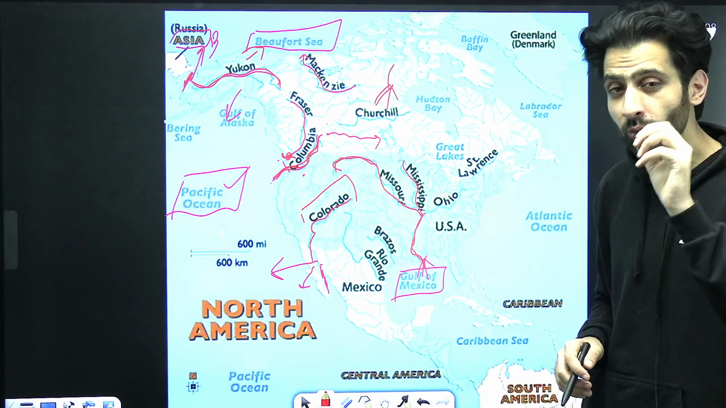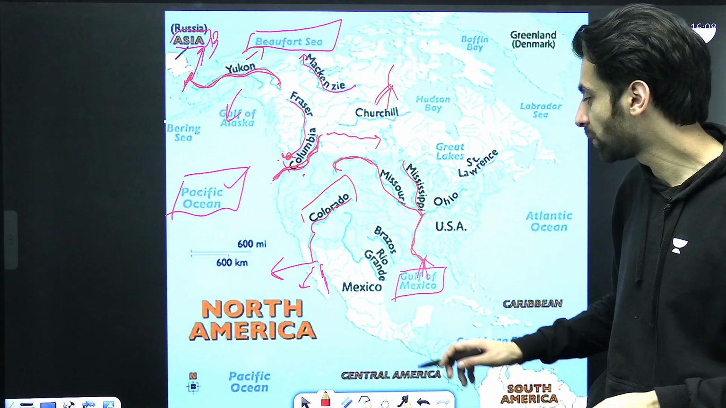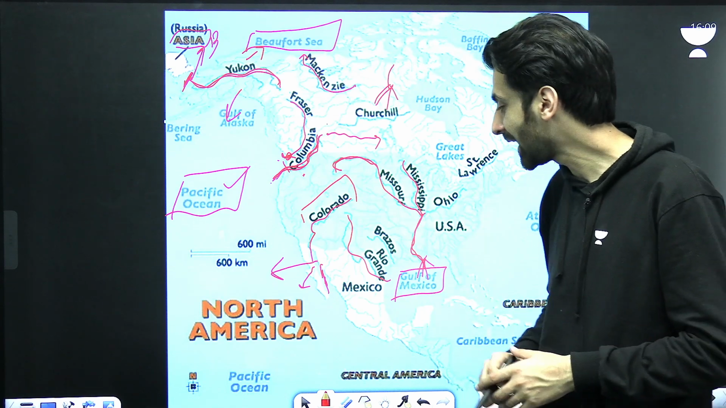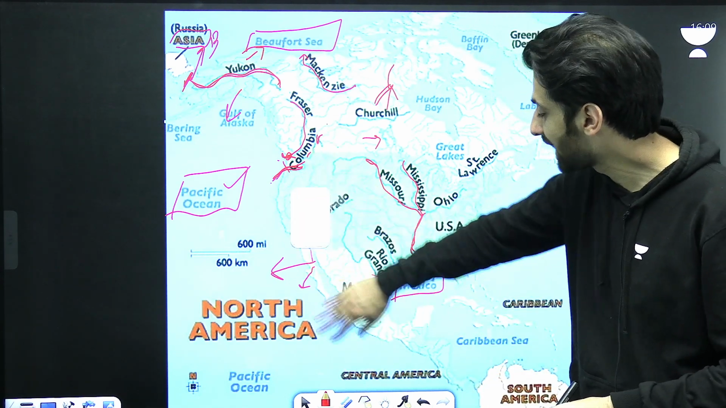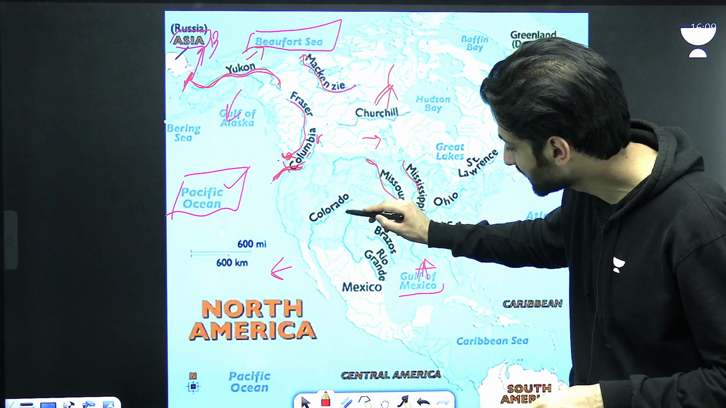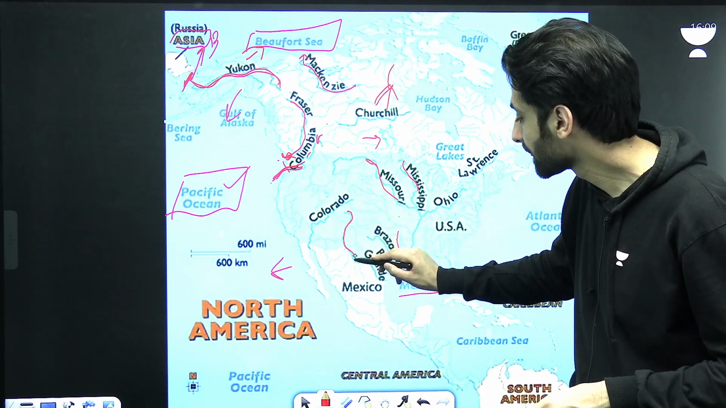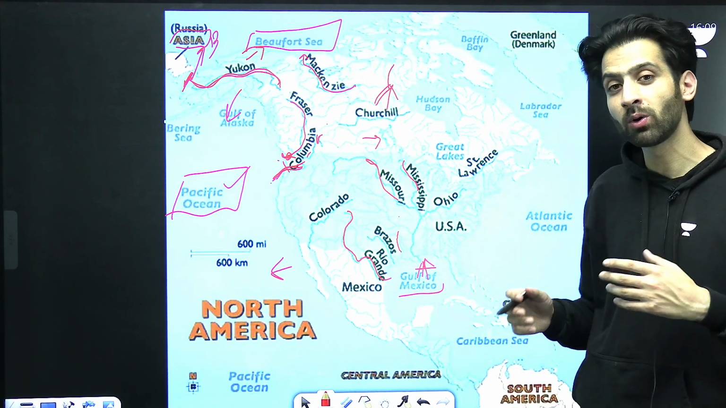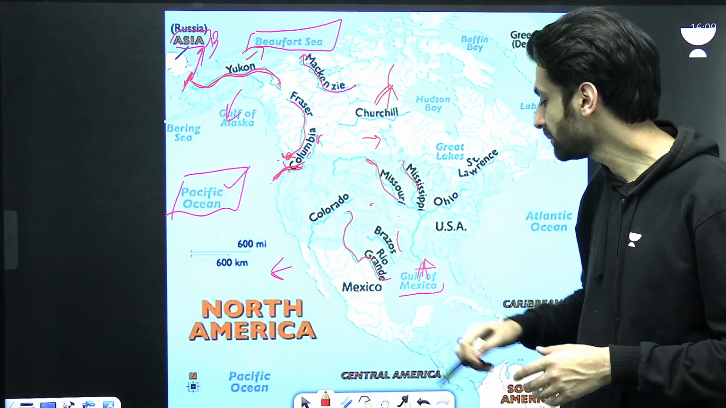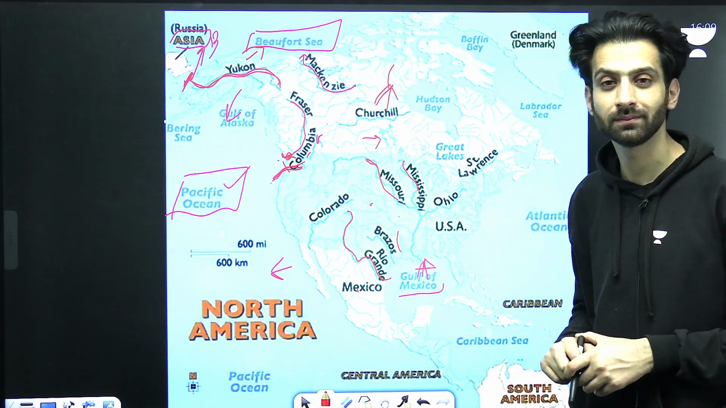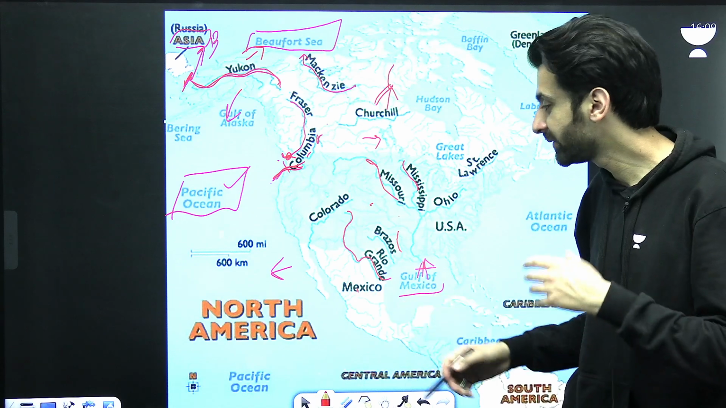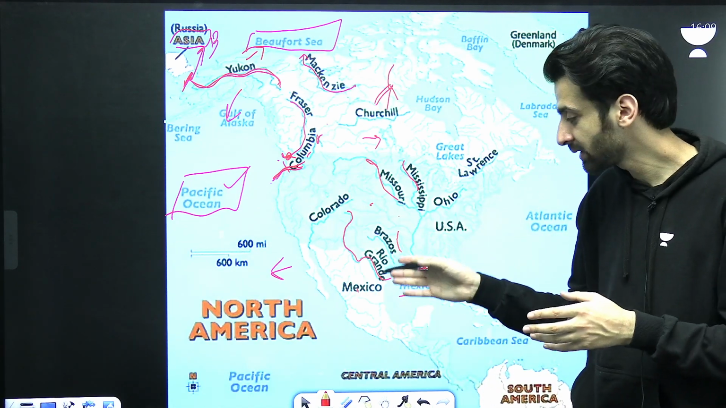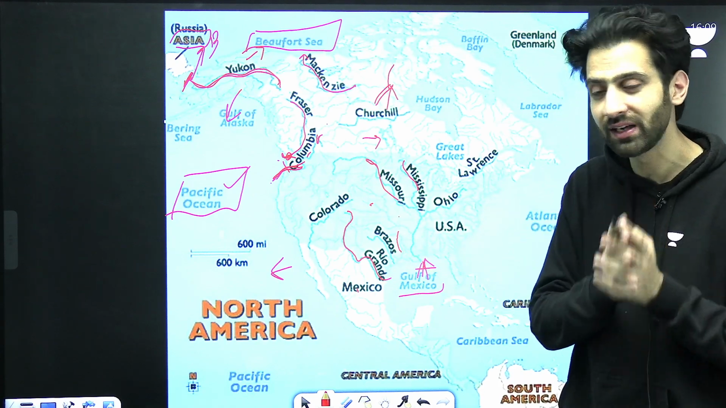Then one very important river, that is Rio Grande. Why is it that important? See, I'll tell you why it is that important. If you look at this river, this is River Rio Grande, because you can see it forms a border between United States and Mexico. It is forming a border between United States and Mexico. That is why you can see that Rio Grande is very important.